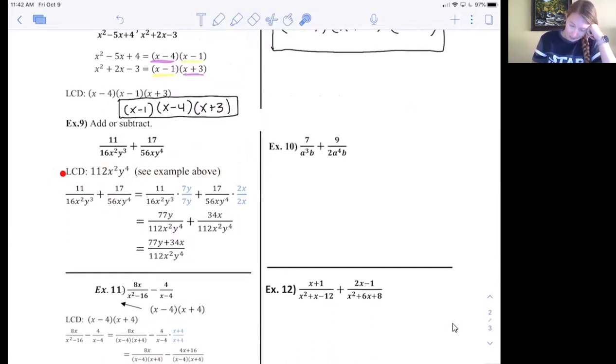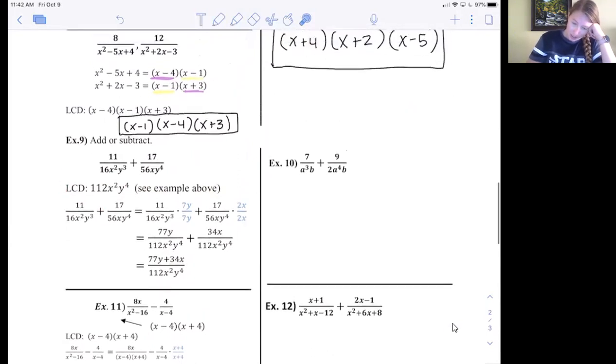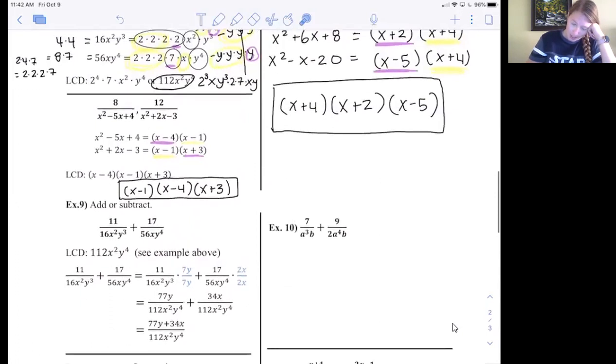So now, I need more room. Okay, so this is how I look at it. In fact, you know what?